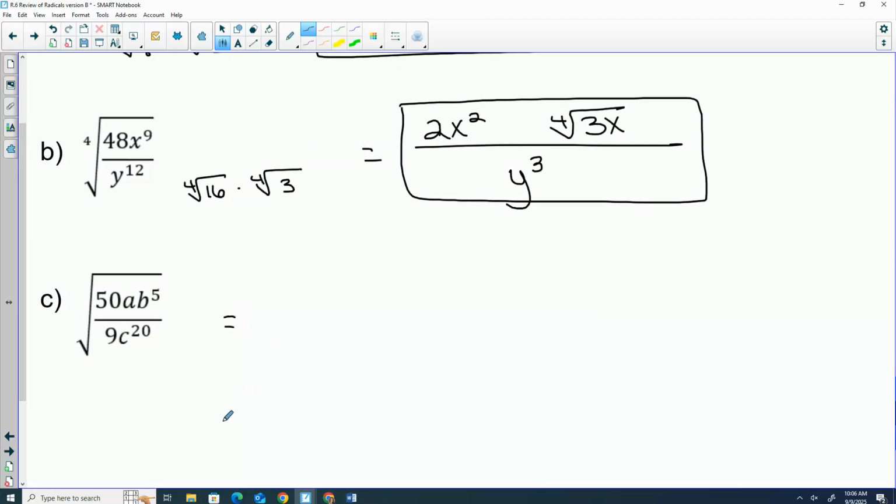C. So start with our 50, the square root of 50, a perfect square that would go into 50. 25 times 2, so the square root of 25 is 5. Can't do the square root of 2, so it stays.